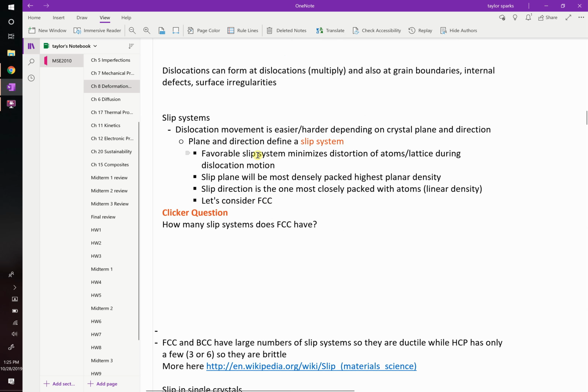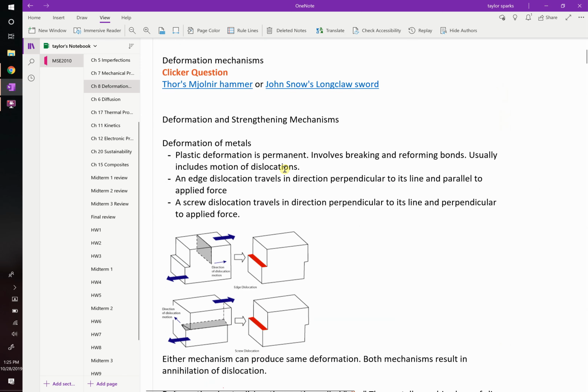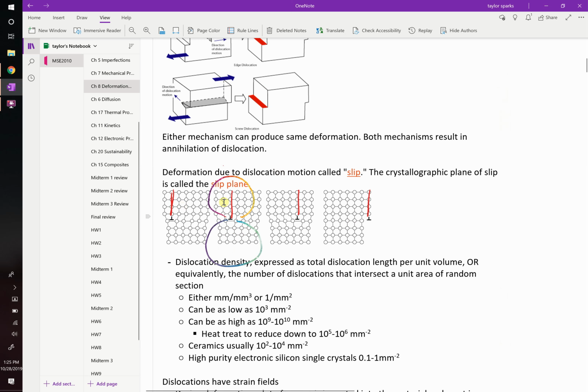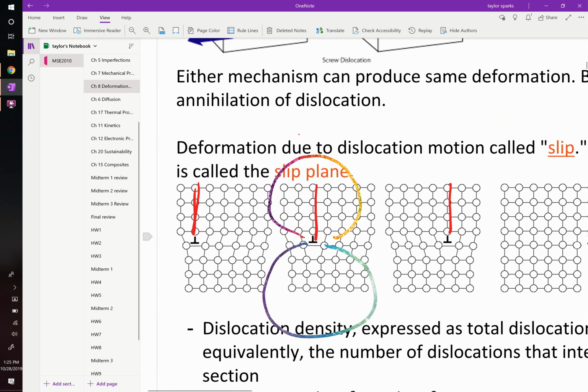Now, a favorable slip system is going to minimize distortion of atoms during motion. So what do we mean by motion? Again, that's back up to this point. As this extra half row of atoms slips its way through the material, as this thing's moving through, it's technically distorting and moving, breaking bonds a little bit. So whichever slip system distorts it the least is going to be the most favorable one.